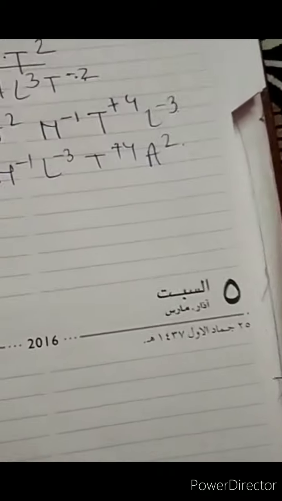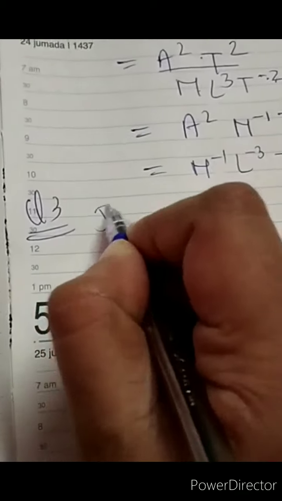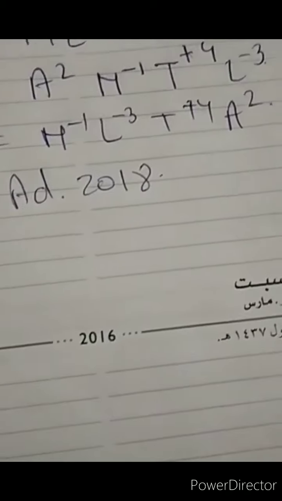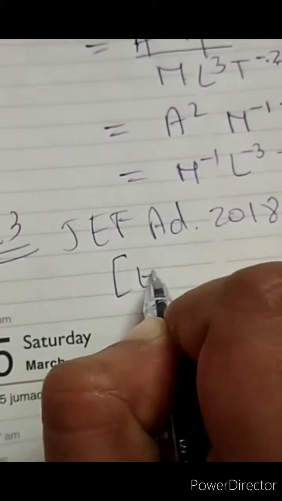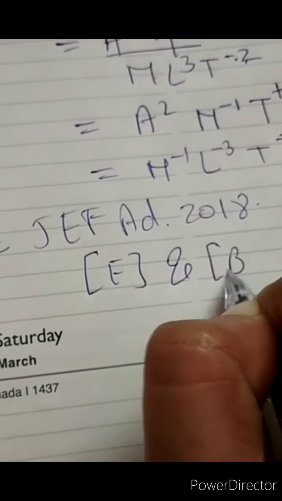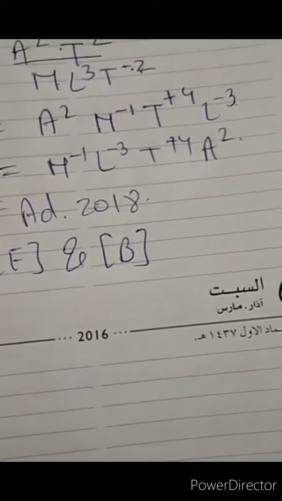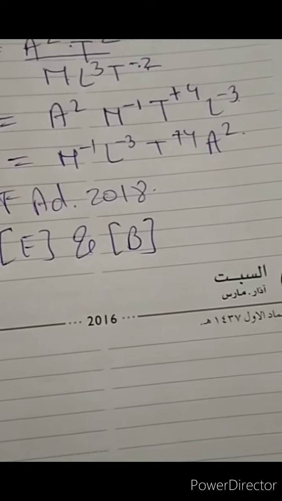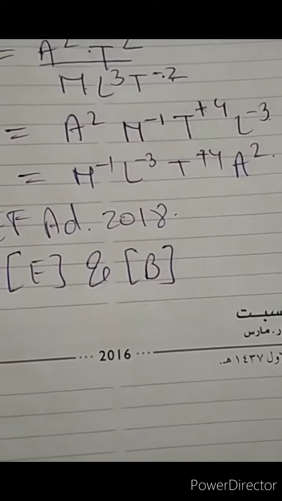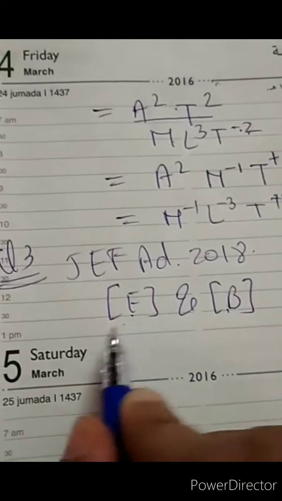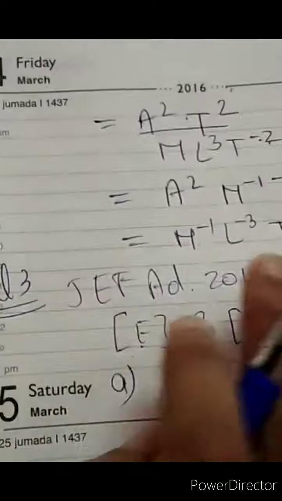Question number 3, again asked in JEE Advanced 2018. It says if E and B stand for the dimensions of the electric field and magnetic field respectively, we have to find the relationship between E and B. That is again a very useful formula.